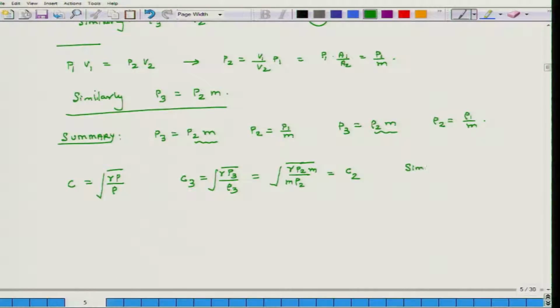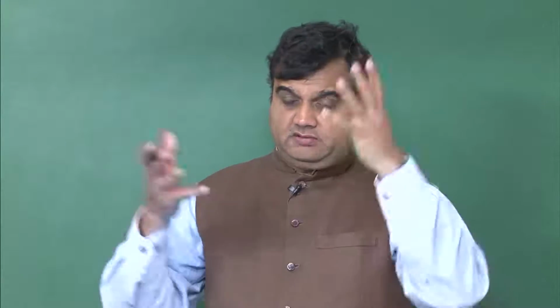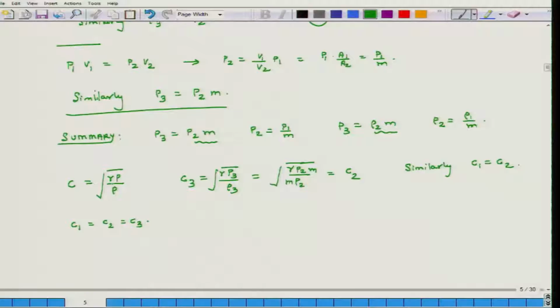Similarly, we can show that C1 is equal to C2. So C1 equals C2 equals C3. The speed of sound throughout the muffler does not change, and the reason is that wherever the pressure goes up, the density of the air also goes up. So this ratio P over rho remains constant. Pressure is changing, rho is changing, but the ratio does not change, and because of that the speed of sound does not change throughout the muffler.